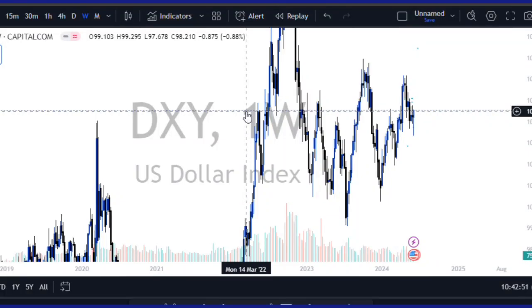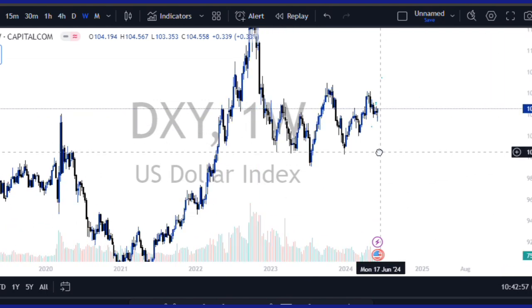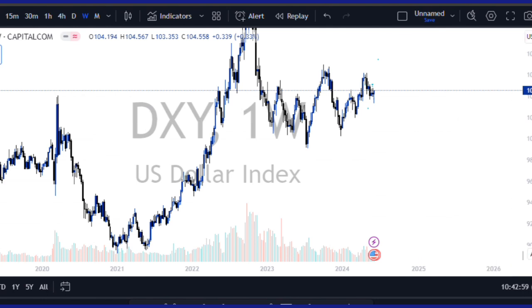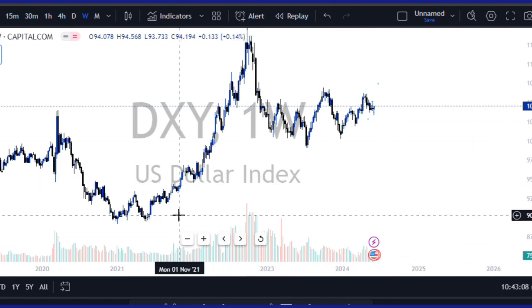In today's video I'm going to show you the overall direction of the DXY index. Of course, this is a gold correlated pair and a GBPUSD correlated pair. This is the DXY, the dollar index. Dollar index normally means that this is a dollar index.